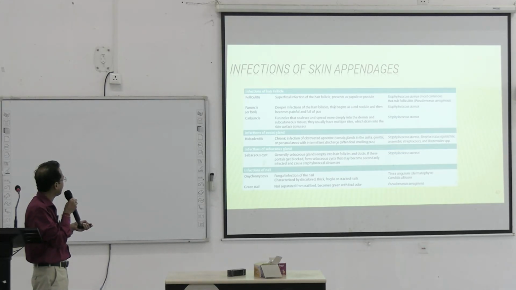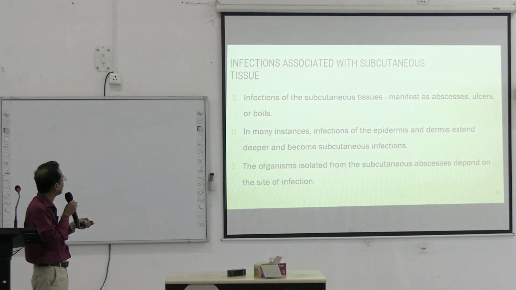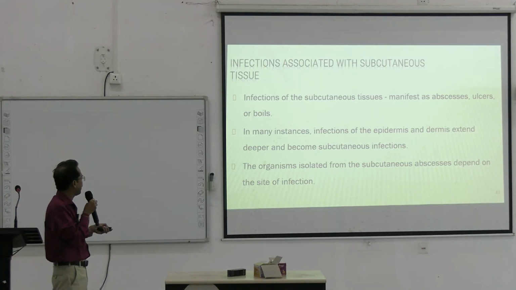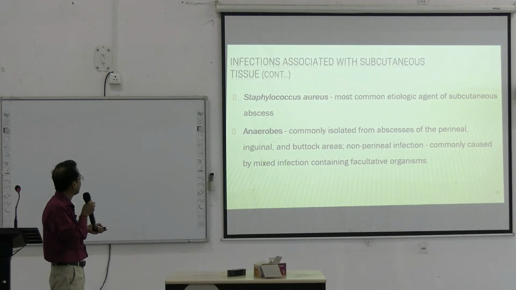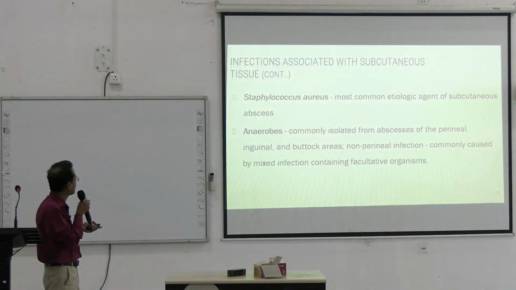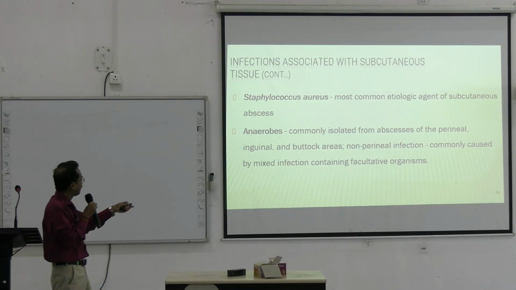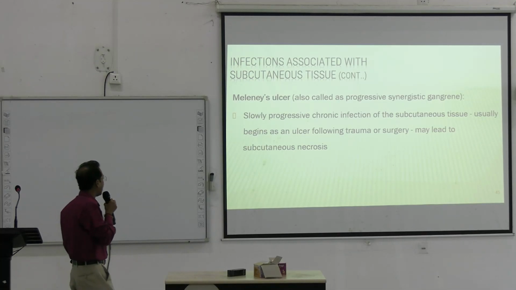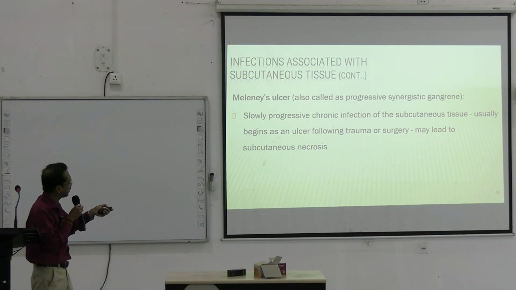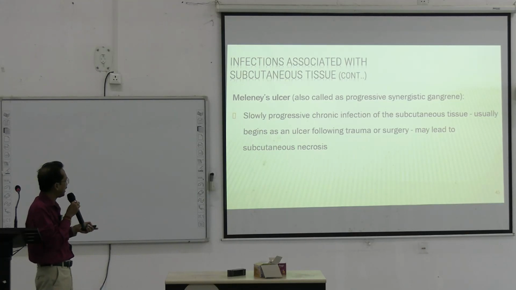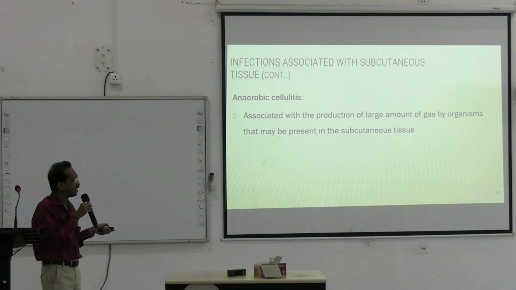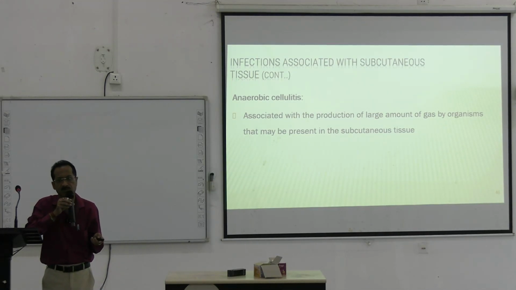Already we have covered some infections, folliculitis, furuncle, and onychomycosis, which is the nail infection. In many instances, infection of the epidermis may involve the deeper subcutaneous tissue. Anaerobes, I have not mentioned about anaerobes. Mixed infection or facultative organisms may lead to anaerobe infection. Meleney's ulcer, another short-note question: a slowly progressive chronic infection that begins as an ulcer and may lead to subcutaneous necrosis. Anaerobic cellulitis, everyone knows, Clostridium perfringens is the commonest organism.